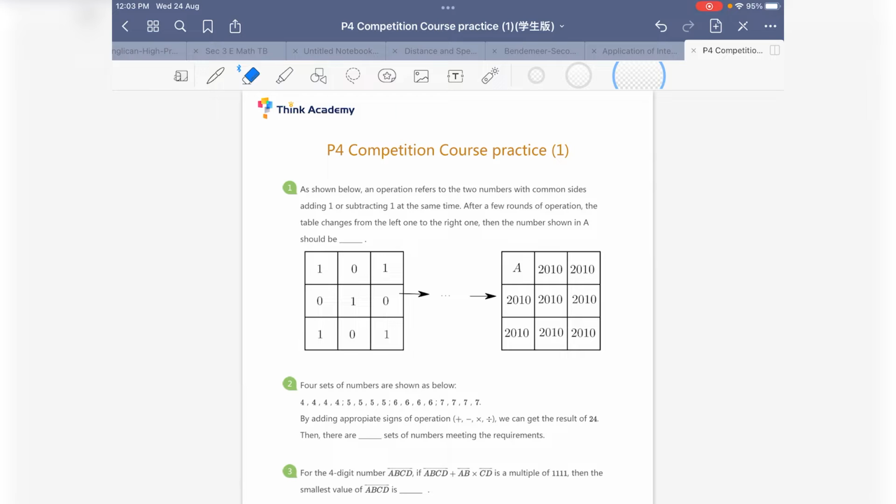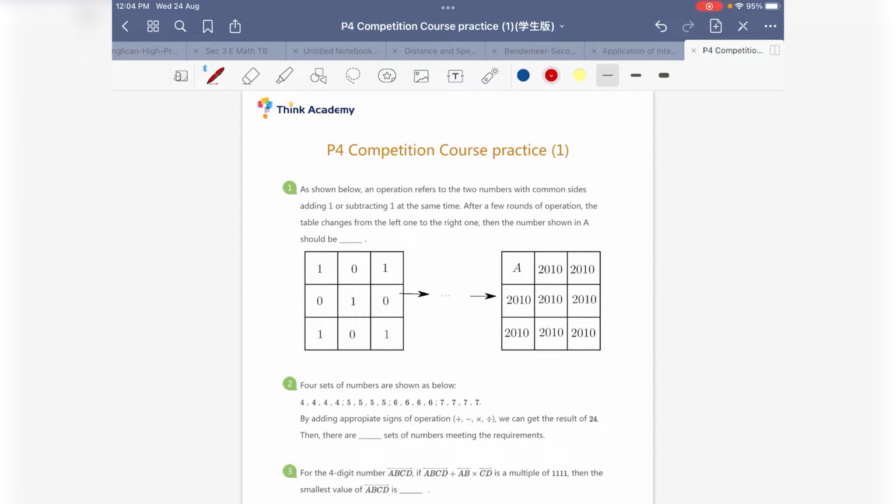My name is Teacher Chi Yew, and I'll be going through the solutions for the P4 competition course first practice over here, which is our daily dose of math organized by Think Academy Singapore. So, without further ado, let's begin on question 1.